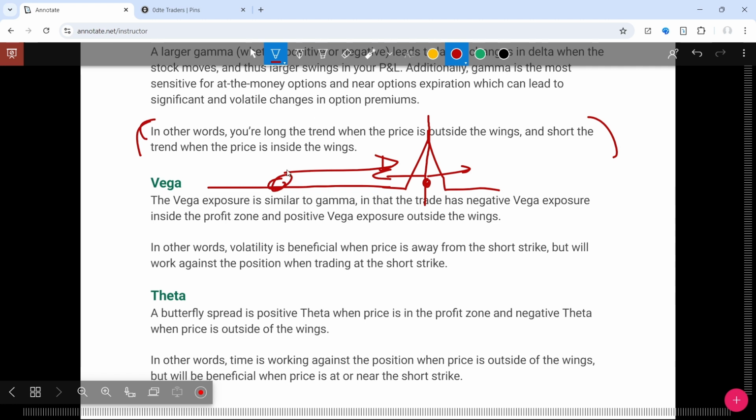Okay, so that's probably the best way to think about it. If you're outside the wings, you want volatility, you want trend. If you are inside the wings, you don't want volatility and you don't want trend.